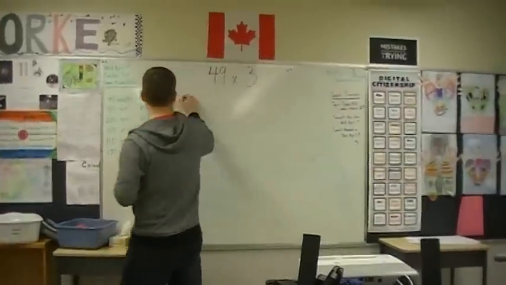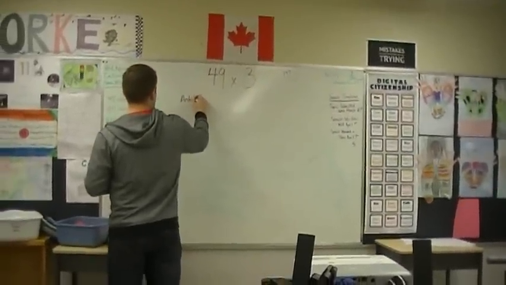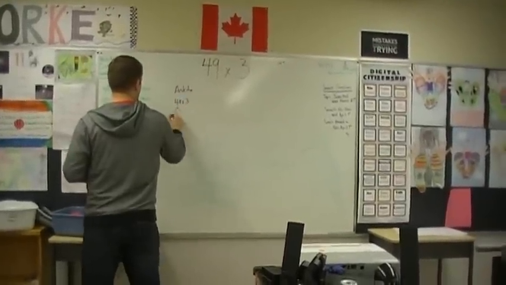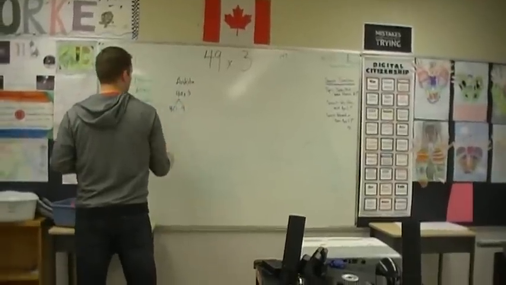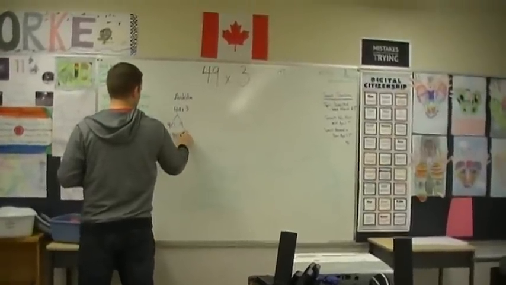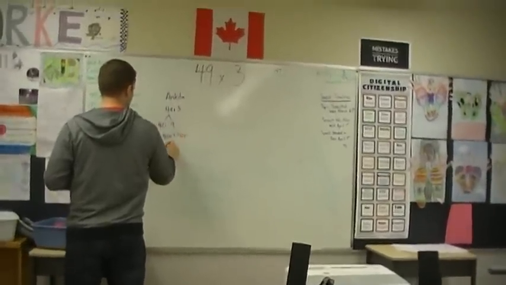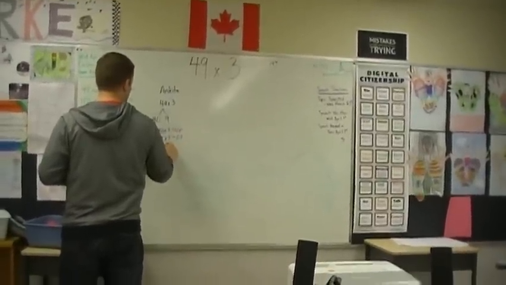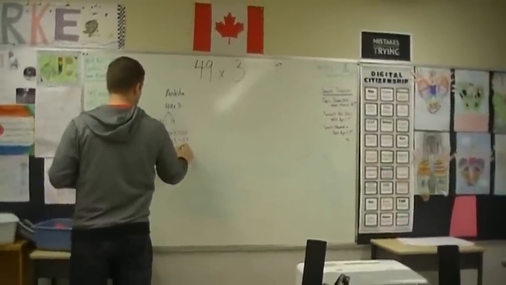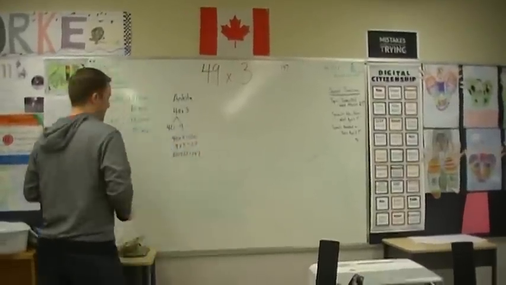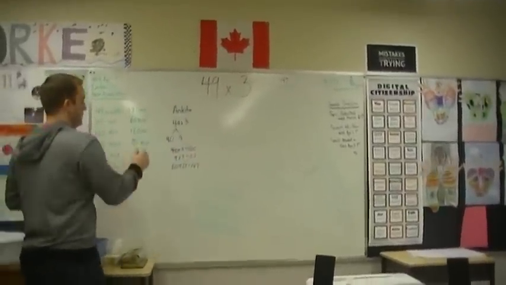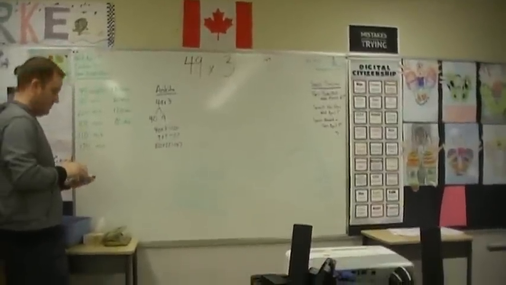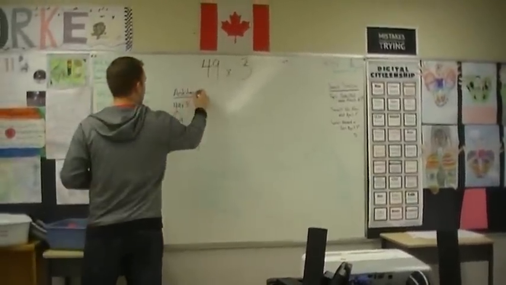Ankita? I broke apart 49 into two parts, which is 40 and 9. And then I multiplied 40 by 3, which is 120. Then 9 multiplied by 3, which is 27. 120 plus 27 equals 147. Like that? Yeah. And what strategy would that be? The distributive property. Yeah.